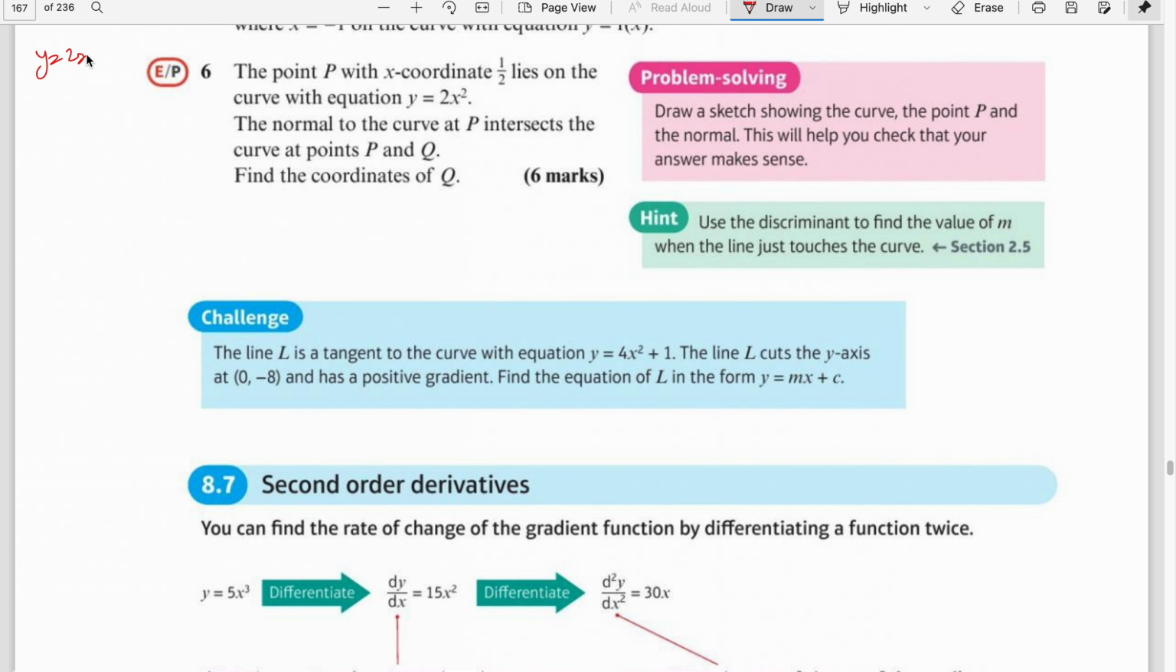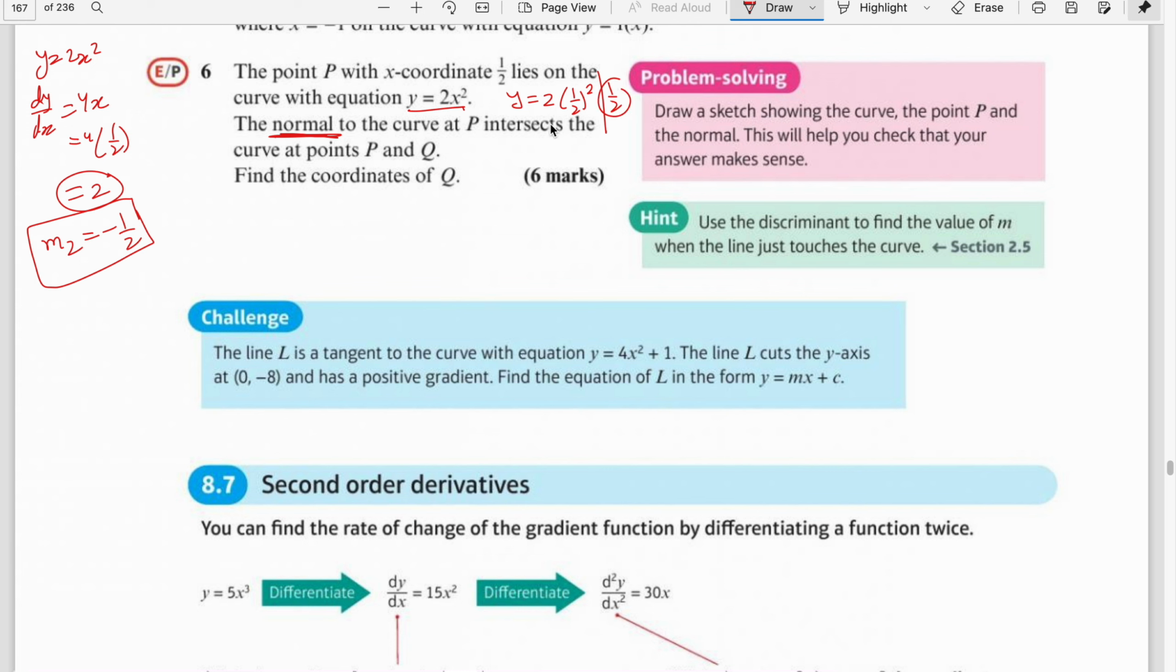y equals 2x squared, dy by dx is 4x, x is 1 by 2 already, so at 1 by 2 the gradient is 2. The gradient of tangent is 2, and it says the normal, so for normal the gradient would be negative 1 by 2. Now I have the gradient and I can find the point. The equation is already given, so y equals 2 into 1 by 2 squared, that would be 1 by 4, so finally 1 by 2.